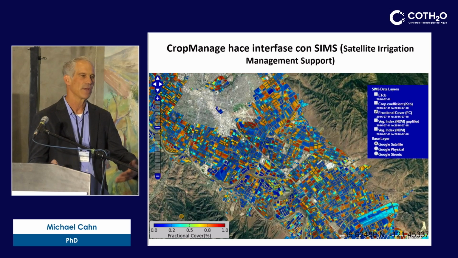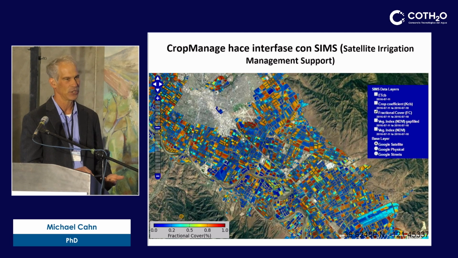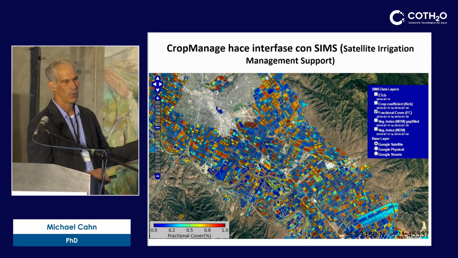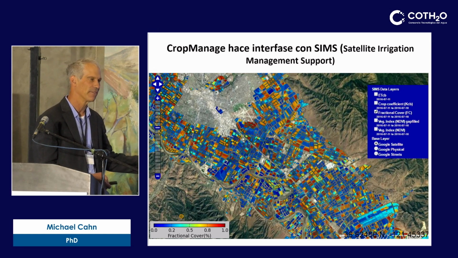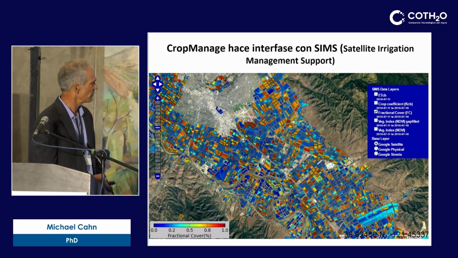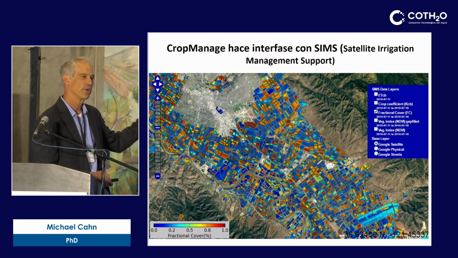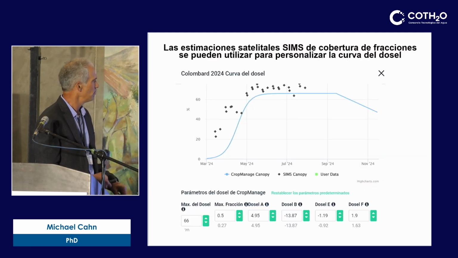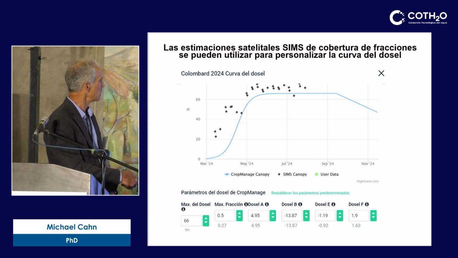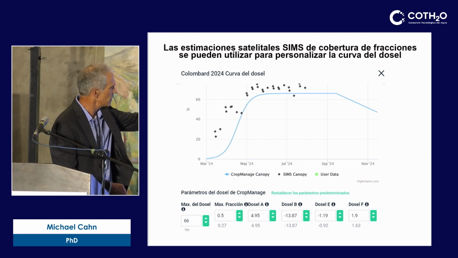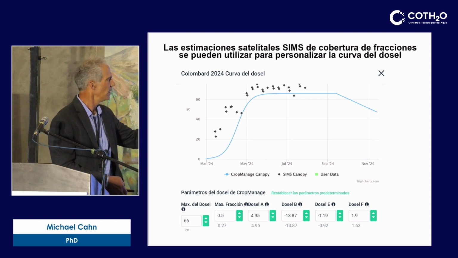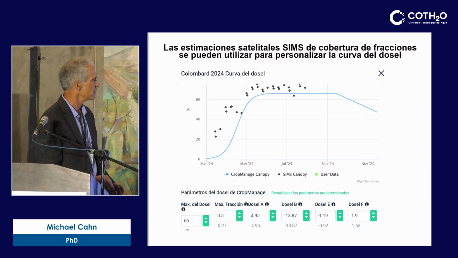Because it's web-based, we can bring in other tools into CropManage, and so one of them is SIMS. It's a satellite irrigation management support that gives us estimates of canopy cover using the Landsat satellites. So this is just an image of that, of lots of different fields. But for your specific field, you get those black symbols there, which are estimates of canopy cover. And as you can see, the blue line is our model of how the canopy develops. And you can see that the estimates from the satellite can be quite accurate.